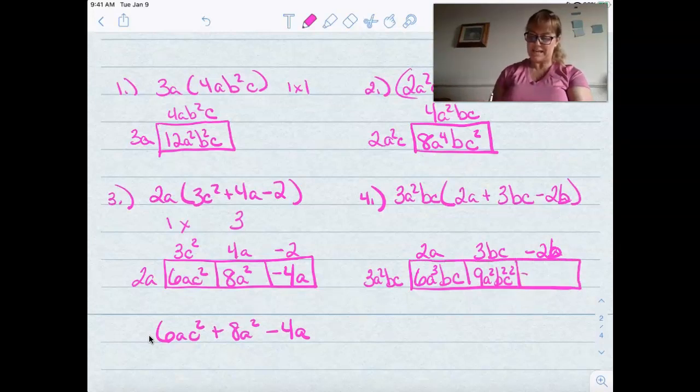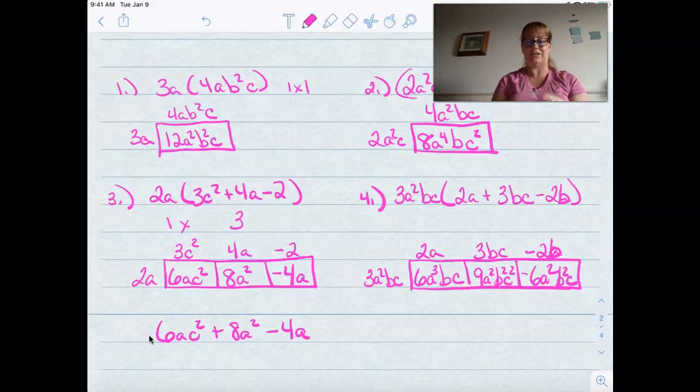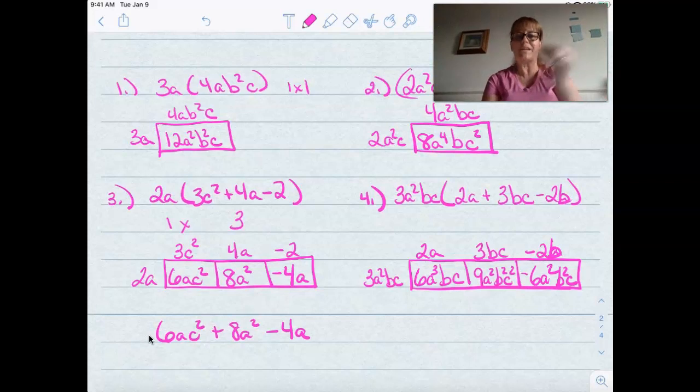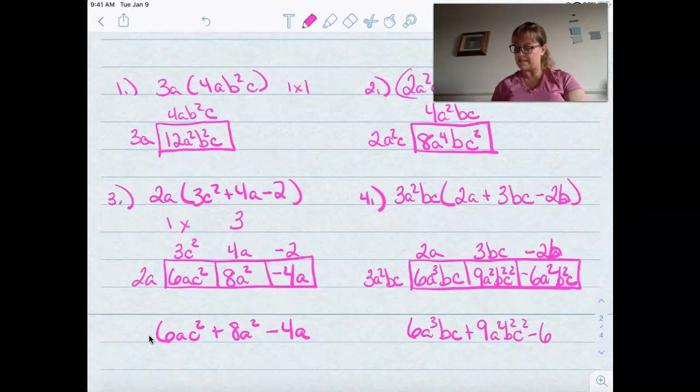3 times a negative 2 is a negative 6. A squared. B times B is B squared, and C. You do not have any like terms here because none of these terms have the same exponent for all 3 variables. So there's nothing that you can combine. So you just write this down. So we get 6a cubed bc plus 9a squared b squared c squared minus 6a squared b squared c. There's your answer for number 4.